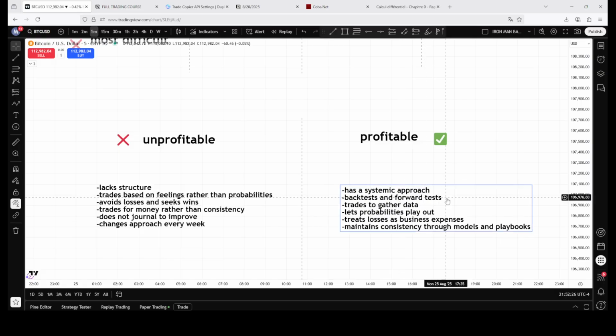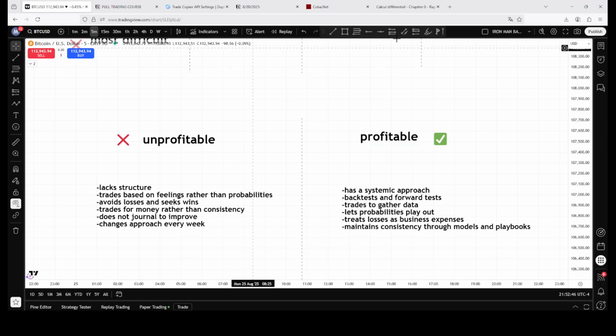Forward test is basically a fancy way to just say trading, right? Doing what you're doing in a live market, trading your system in a live market. So tomorrow we're going to be forward testing my system that I have been forward testing and backtesting for a while. What I mean is that I'm still gathering data month to month.